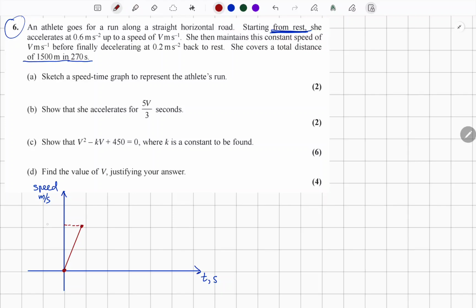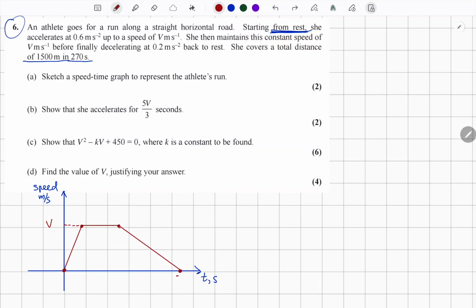She accelerates until she reaches v meters per second, then she maintains that speed for some period of time, and then decelerates at a smaller rate of 0.2. It mustn't be as steep as the first segment where she accelerated. Here the slope is minus 0.2, and here the slope is 0.6, so the first segment is 3 times as steep as this one.